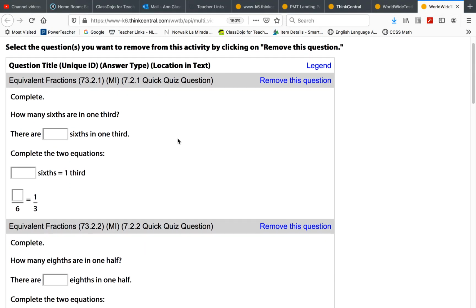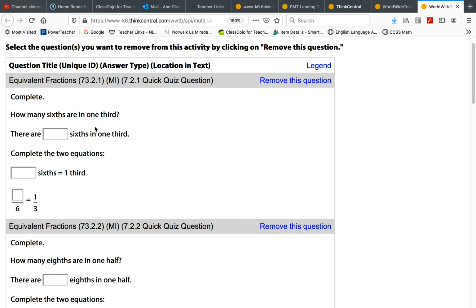This is the teacher version. Also, it will give you different numbers. It randomizes the problems on every quiz, so you'll have different numbers than I do. But this quiz is about equivalent fractions. Fractions that are the same amount of a whole.